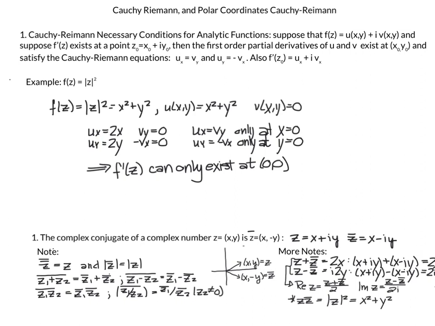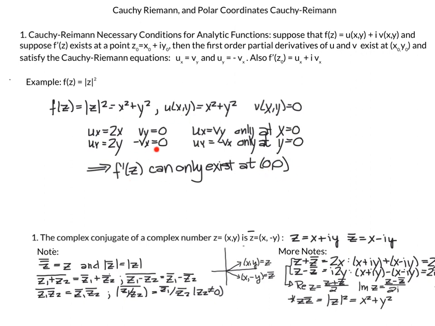Taking the partial of u with respect to x, we get 2x. Taking the partial of v with respect to y, we get 0. So u sub x is equal to v sub y, in other words it satisfies this Cauchy-Riemann condition, only when x equals 0. Similarly, looking at the partial of u with respect to y, which is 2y, and the partial of v with respect to x, which is still 0, these two are only equal when y equals 0. So that means f prime of z can only exist at 0, 0.